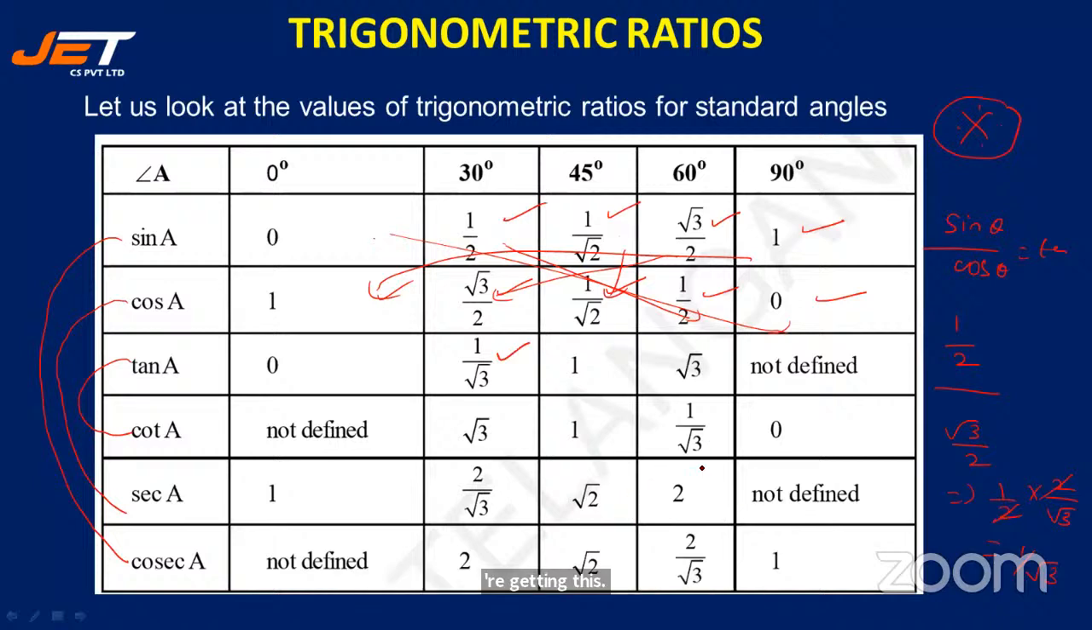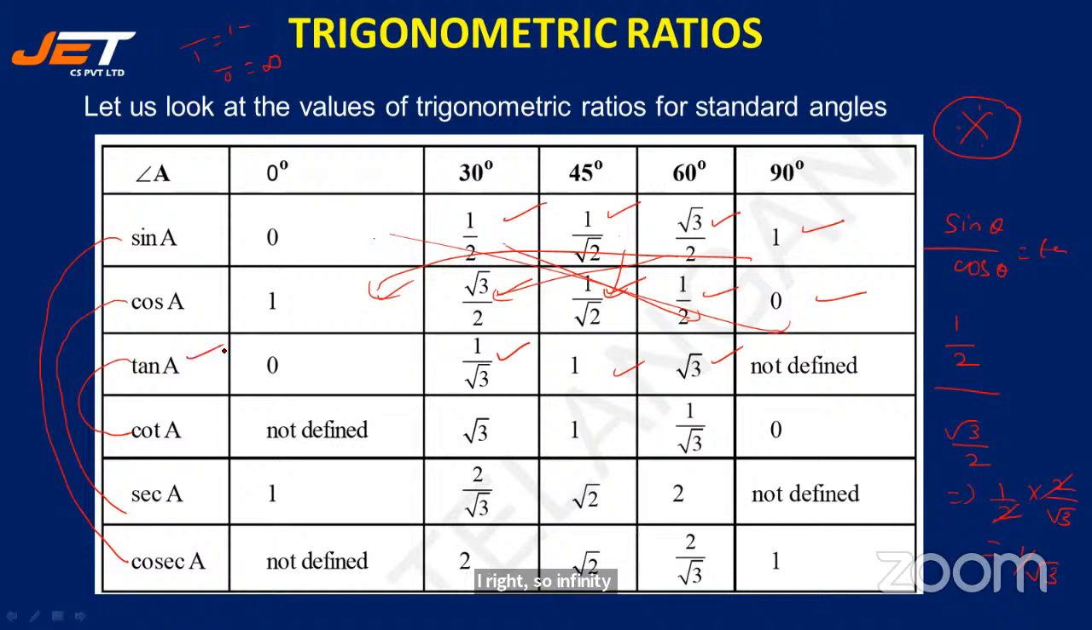Likewise, please do it for 45. Please do it for 60. And one thing you should know, students: anything by 1 is that number. 1 lakh by 1 is 1 lakh, but anything by 0 is infinity. You should never get 0 in your denominator. If you get 0 in the denominator, then you can call it undefined. Infinity, n numbers, whatever you call it.